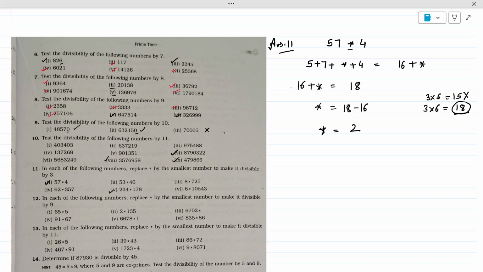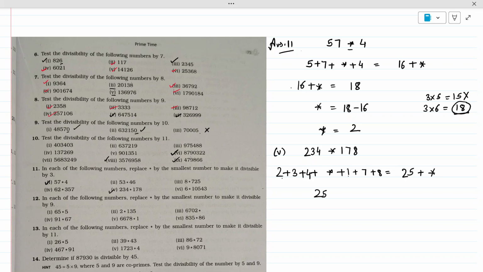I am picking the 5th question for you. So we have 2 3 4 star 1 7 8. Same thing, let's add 2 plus 3 plus 4 plus star plus 1 plus 7 plus 8. This will give us 4 plus 3 is 7, plus 2 is 9, plus 1 is 10, 17, and 17 plus 8 is 25, right? So we will get 25 plus star.